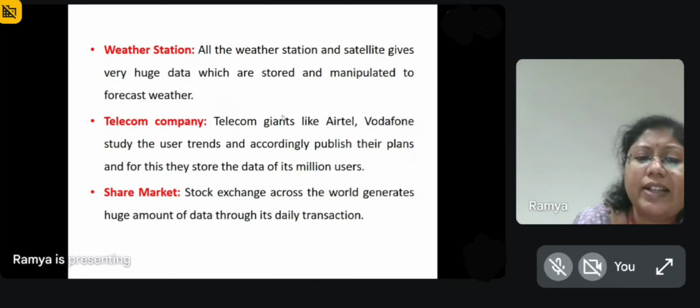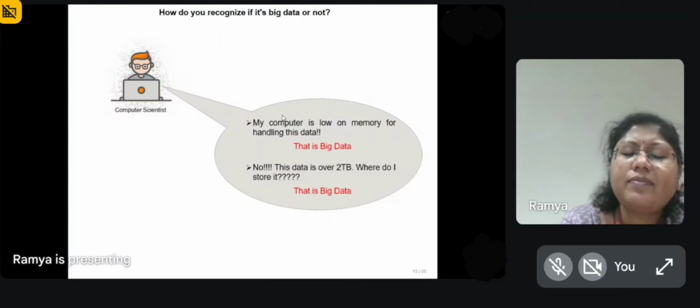Last one is the share market. Stock exchanges across the world generate huge amounts of data through daily transactions. We already know about the share market. So these are the sources of big data.